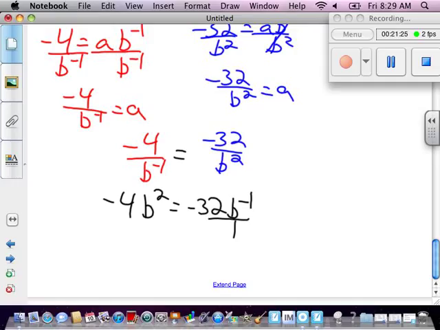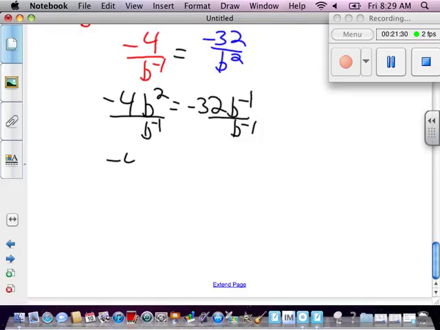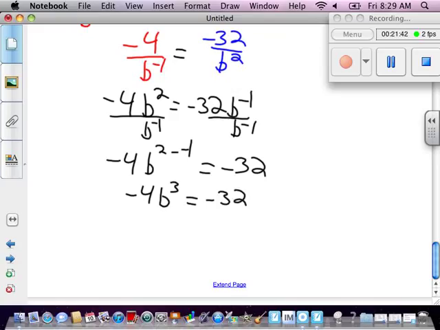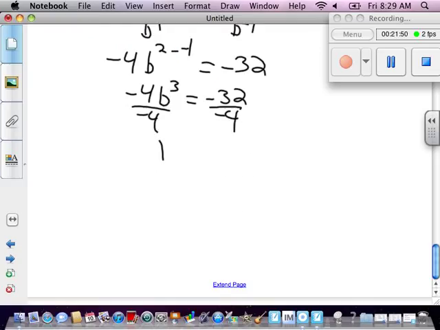We divide by b to the negative 1. We get negative 4b to the 2 minus the negative 1 equals negative 32. So we get negative 4b to the 3 equals negative 32. What do I do next? Divide by negative 4. A negative divided by a negative is a positive. 32 divided by 4 gives me 8. What is the cube root of 8? 2. Good.